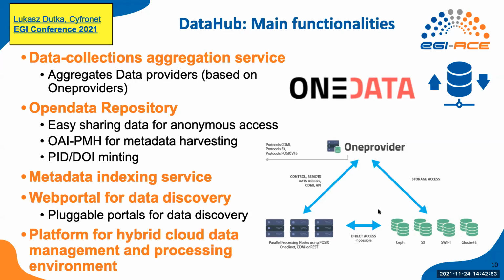It allows to build also a data repository because the data that are stored in the Data Hub can be easily shared for anonymous access. It includes a built-in OAI-PMH service for metadata harvesting, and it can also include functionalities like PID and DOI minting. It has built inside also a metadata indexing service, and there's a possibility to plug in portals for data discovery, which is a Redux plugin. And in general, it delivers a platform for hybrid cloud data management and also a processing environment.